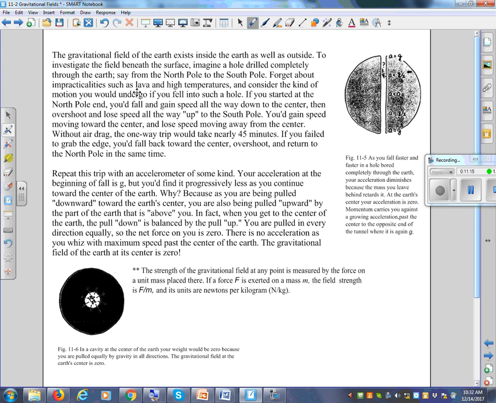Forget about impracticalities such as lava and high temperatures and consider the kind of motion you would undergo if you fell into such a hole. If you started at the North Pole end, you would fall and gain speed all the way down to the center and then overshoot and lose speed all the way up to the South Pole. So you would jump in and go faster and faster. You'd get to the center going really fast, then you'd start going slower and slower, and then you would eventually pop up, let's say you ended up in the Antarctic.